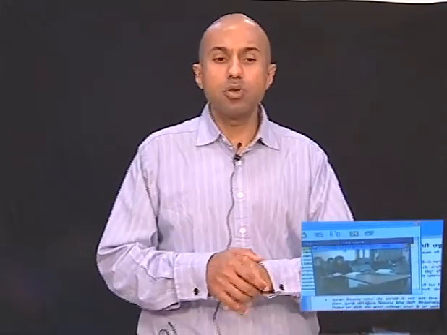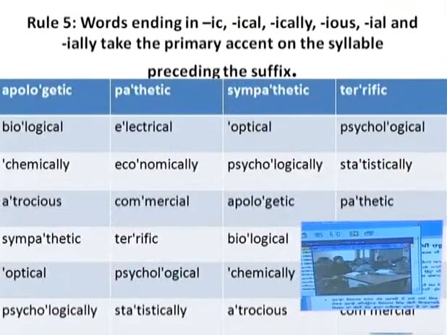We come to the next rule, which is words ending in ic, ical, ically, ious, ial, and ially take the primary accent on the syllable preceding the suffix. Now, how does that happen? Look at the first word we have here, apologetic. It says here, it takes the primary accent on the syllable preceding the suffix. I forgot to read that out. Accent on the syllable preceding the suffix. So, apologetic.